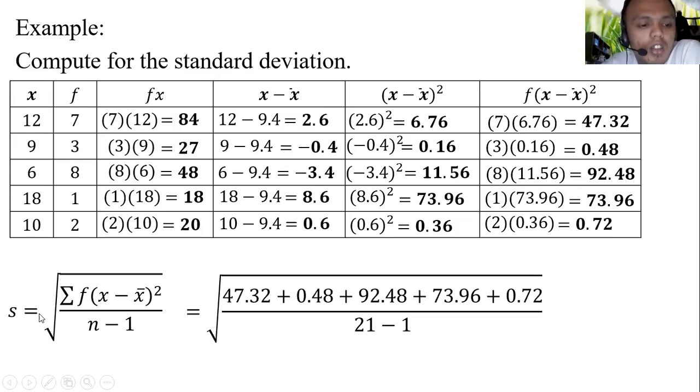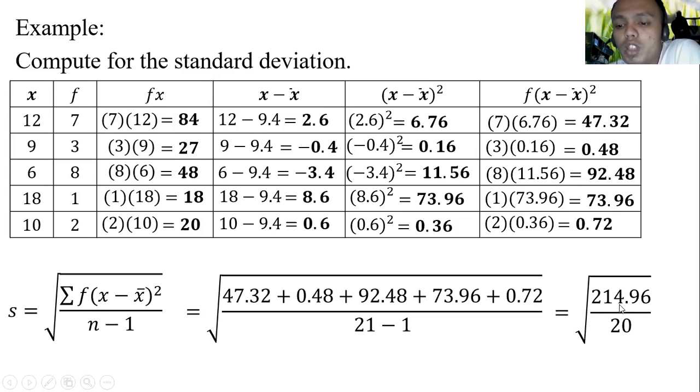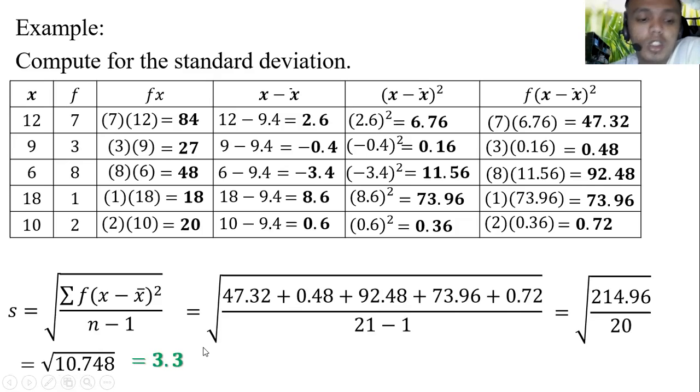So from the formula, S equals the square root of the summation of f times the squared deviation over n minus 1, is equal to the square root of 47.32 plus 0.48 plus 92.48 plus 73.96 plus 0.72, all over 21 minus 1, which is equal to the square root of 214.96 all over 20. That would be equal to 10.748. Then get the square root, that would be equal to 3.3. So our standard deviation is 3.3.